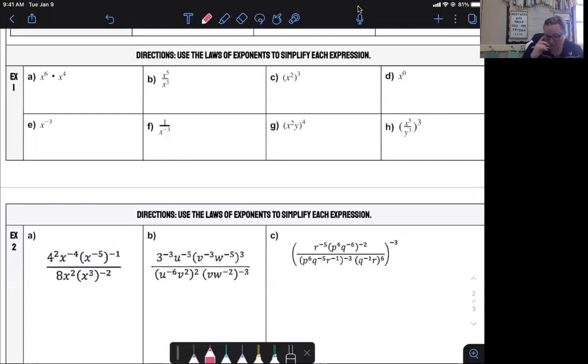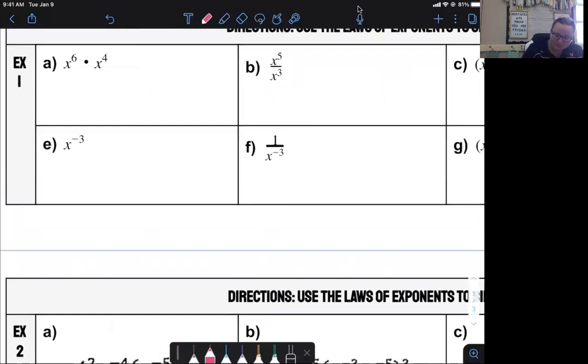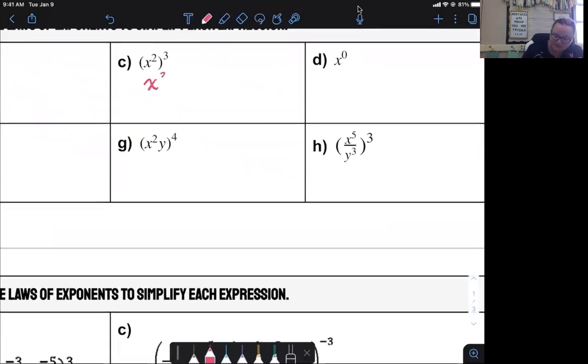All right, so x to the 6th times x to the 4th would be the same thing as x to the 6th plus 4, which is x to the 10th. x to the 5th over x cubed would be the same thing as x to the 5 minus 3, which is x squared. x squared to the 3rd is the same thing as x to the 2 times 3, so x to the 6th.